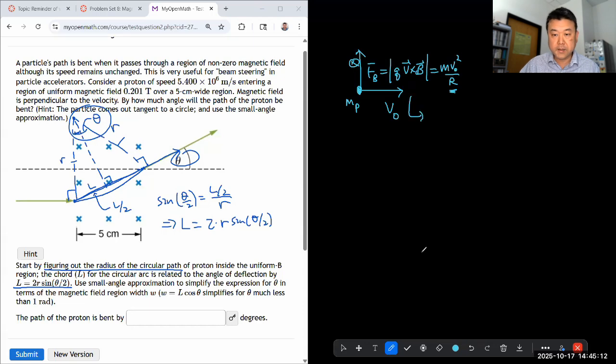Doing that, let me use lowercase r, that's what I've been using. Solving for r, I think one factor of v cancels out. So r is moved to the left hand side, everything else moved to the right hand side. It'll be m v naught, one factor having cancelled out, divided by qB. So that gives me the radius of curvature, and using that relationship I can say, but I'm solving for theta, I'm not solving for L.